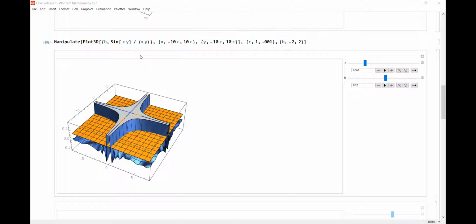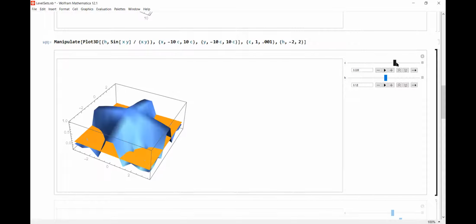So then I get the sine of xy over xy. And we know the limit of sine of h over h, as h goes to 0, that goes to 1. So the function sine of h over h is going to be at most 1. It has a very nice behavior. Because it's xy over xy, it's going to be symmetric in x and y. And I'm going to plot as x and y go from negative 10c to positive 10c. So depending on the value of c, I can zoom in and zoom out.